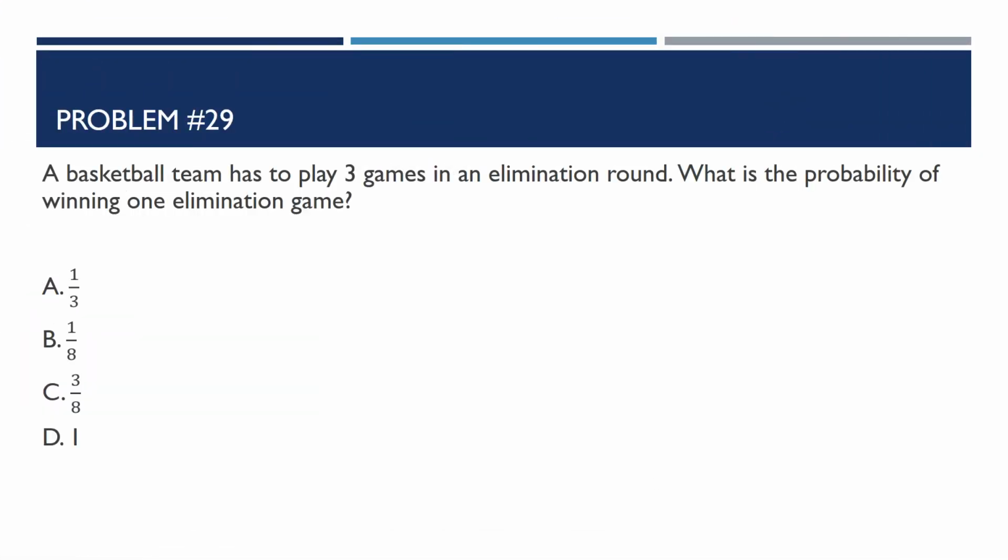Number 29. A basketball team has to play 3 games in an elimination round. What is the probability of winning one elimination game? So let's find the answer. So the answer for this is 1/3. So how do you get this 1/3?